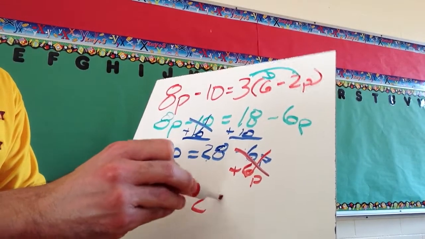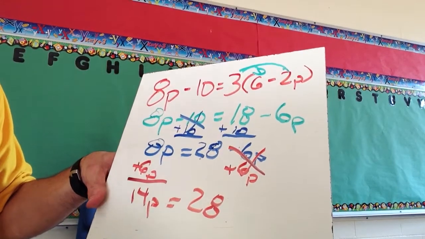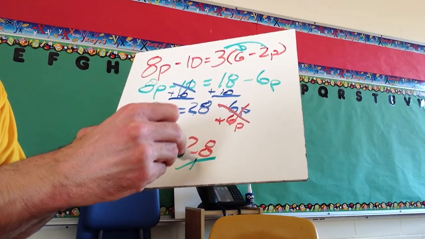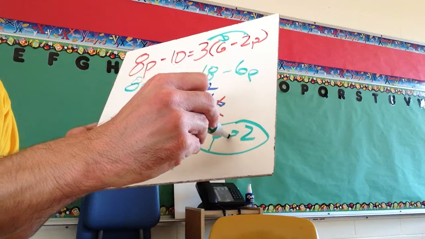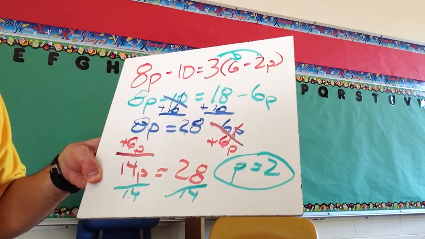14p equals 28. And when I divide both sides by 14, you should get p equals 2. Now, like we talked about before, you could put a 2 in here and a 2 in here and check your answer. Make sure that it works.